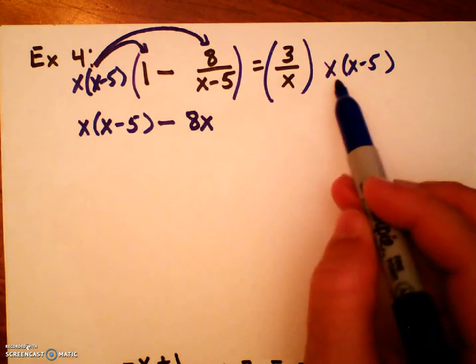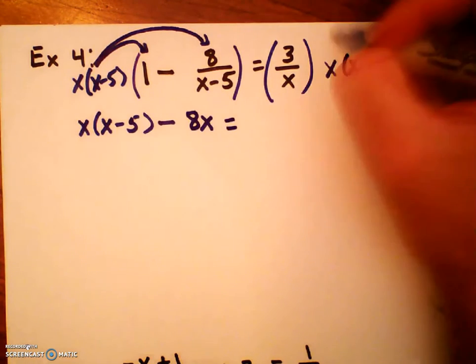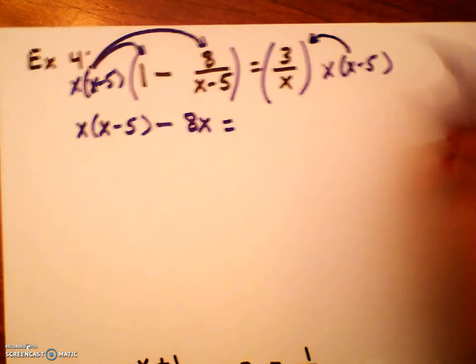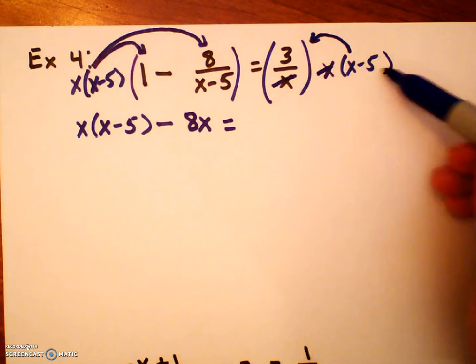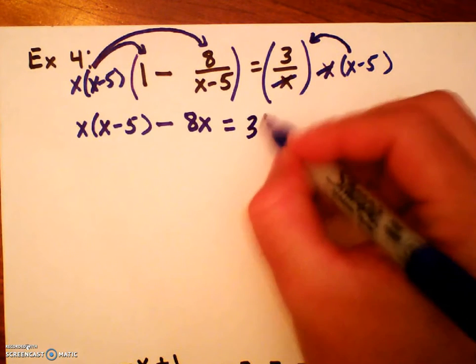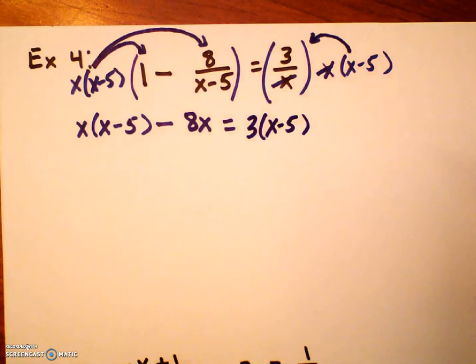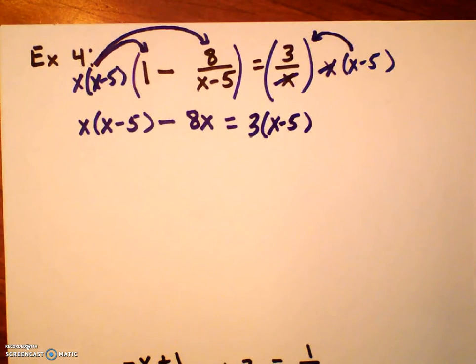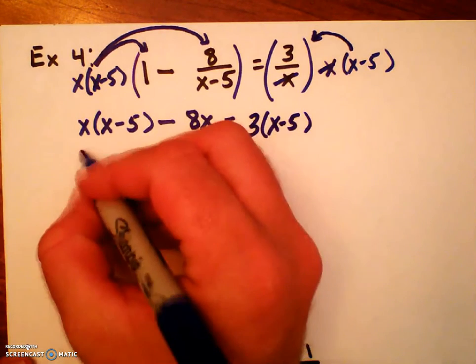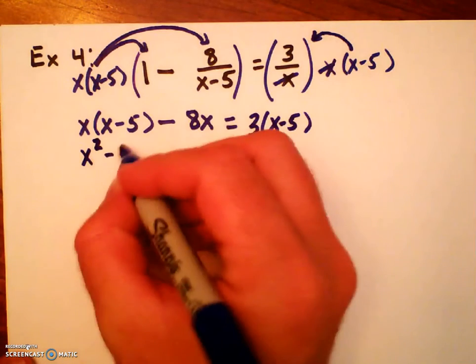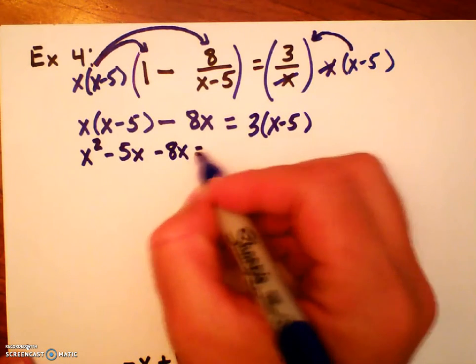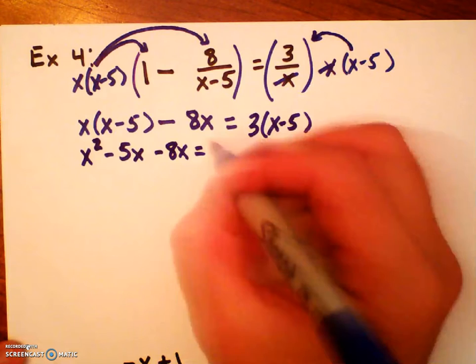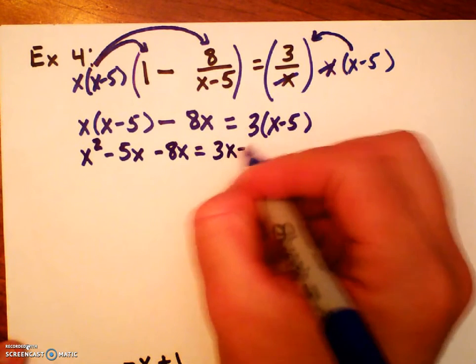Now we have to worry about the right-hand side. We're going to do the same thing. We're going to multiply these two together. The x's will cancel. You're left with the 3 and the x minus 5. So just like the previous problems, we have to simplify to see what we're dealing with. So I'm going to go ahead and distribute. So I get x squared minus 5x. The minus 8x drops. Distribute the right as well to get 3x minus 15.